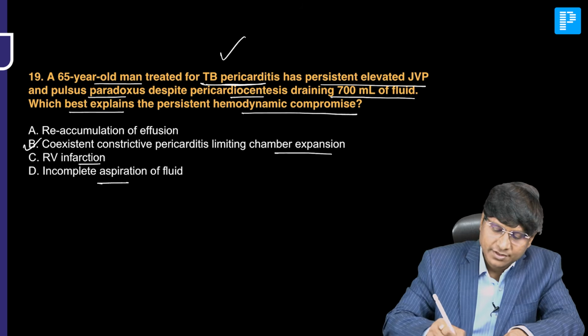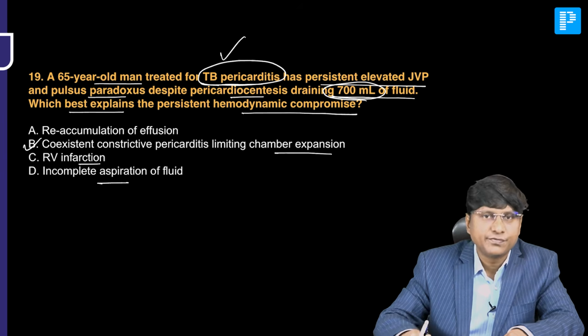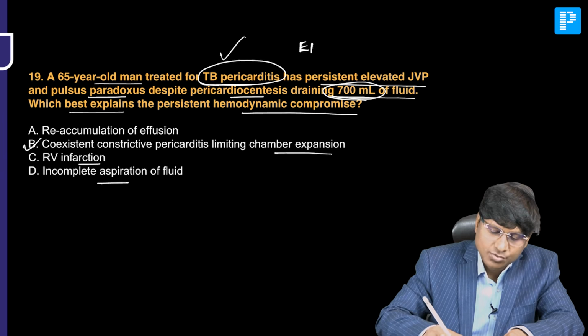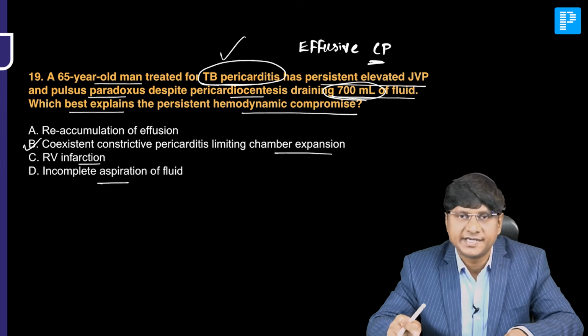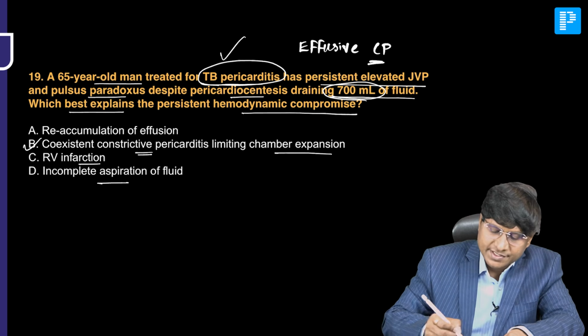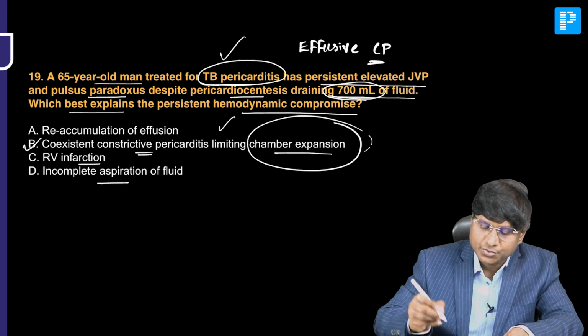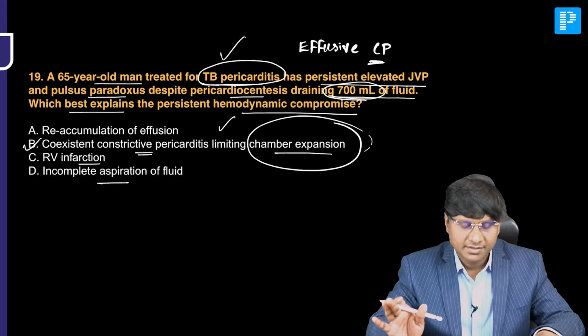Now in this individual, there is tuberculous pericarditis, and at the same time there is also fluid. So what is this called? This is called effusive constrictive pericarditis. That means there is constrictive pericarditis as well as pericardial effusion in this patient. So the coexistent constrictive pericarditis is the one which will limit the chamber expansion.